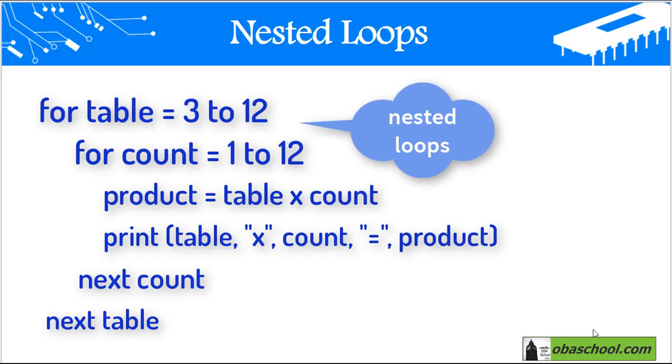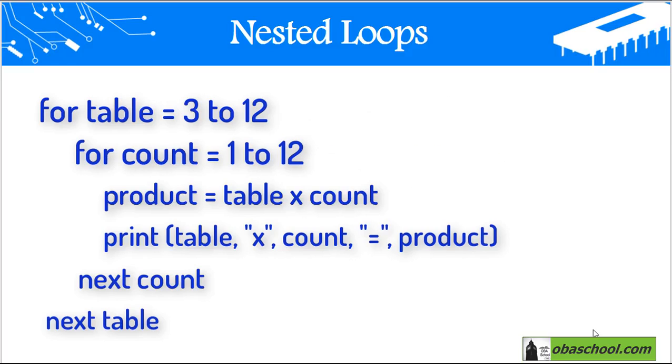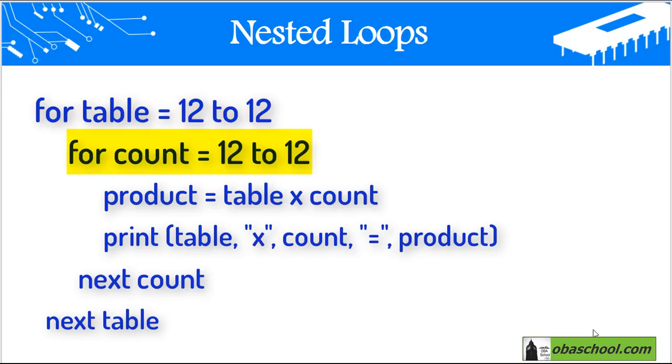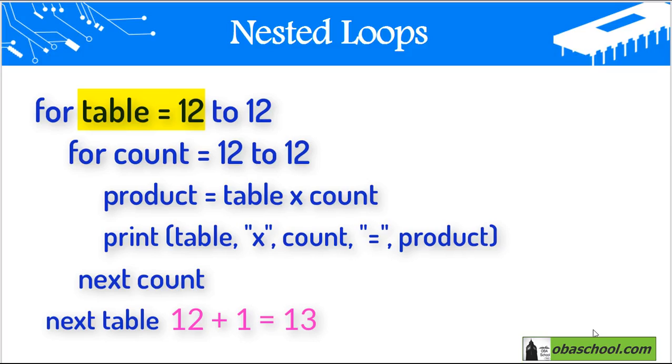This program will continue in the loop until the table is equal to 12 and the count is equal to 12, so it will display the last multiplication table of 12, and then the program will stop, since if we add 1 to the table, which is the last number, 12 plus 1, it's more than 12, so now it stops.